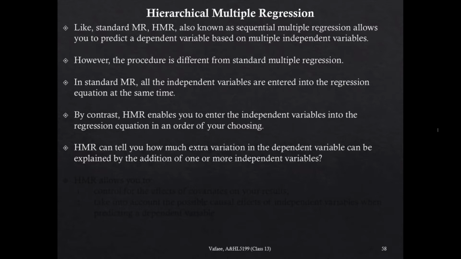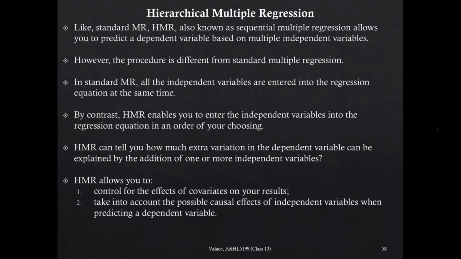HMR can tell you how much extra variation in the dependent variable can be explained by the addition of one or more independent variables. HMR allows you to control for the effects of covariates on your results and take into account the possible causal effects of independent variables when predicting a dependent variable.